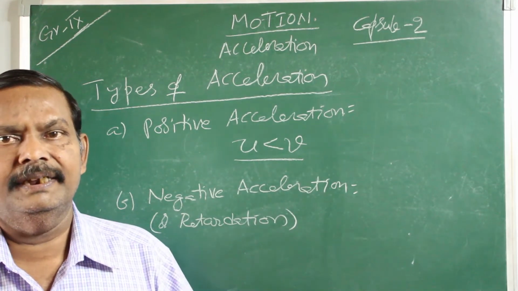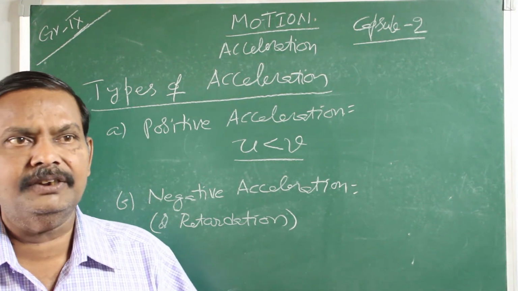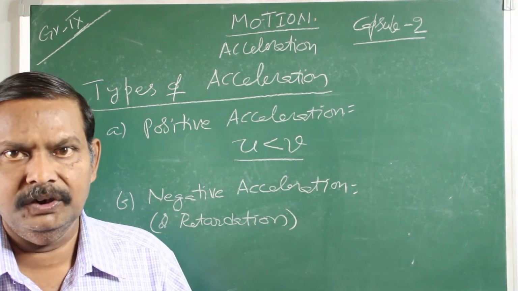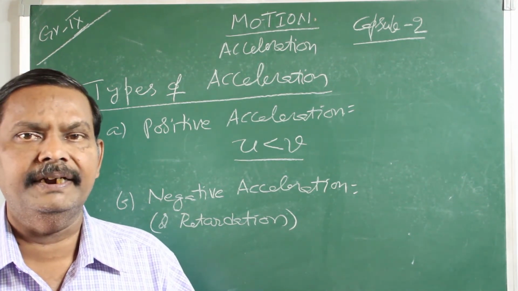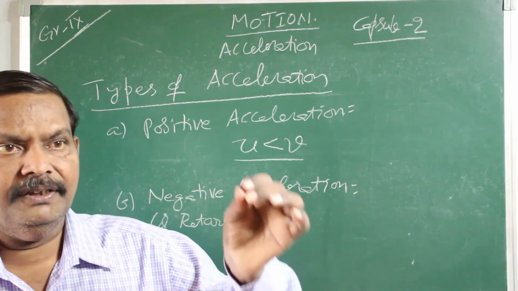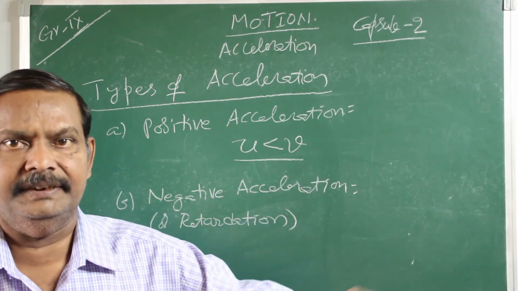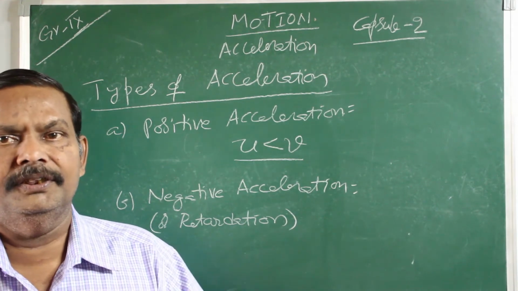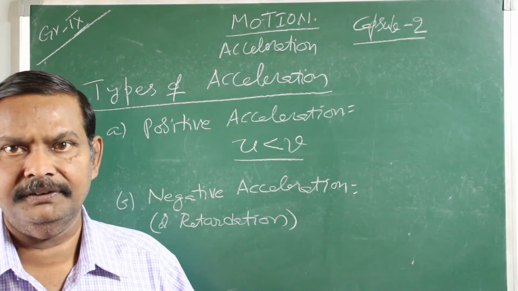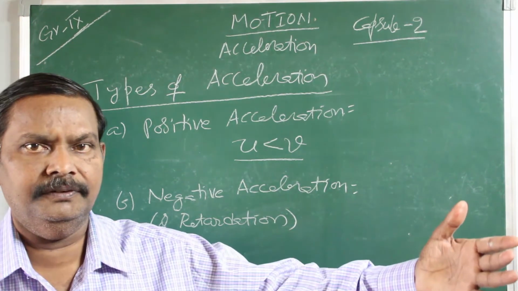And second is negative acceleration. It is also called retardation, deceleration or deacceleration. Now let us see what we mean by negative acceleration, otherwise retardation. If the velocity of a body is gradually decreasing, then we will say the body is traveling with a negative acceleration or retardation. For example, a train approaching the station.